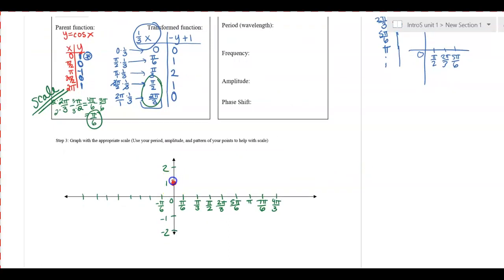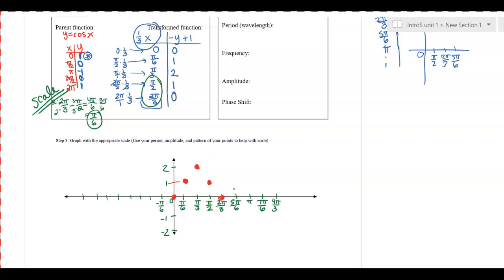So we have 0, 0, because I'm not paying attention to my transformed graph. 0, 0, pi over 6, 1, pi over 3, 2, pi over 2, 1, and 2 pi over 3, 0.